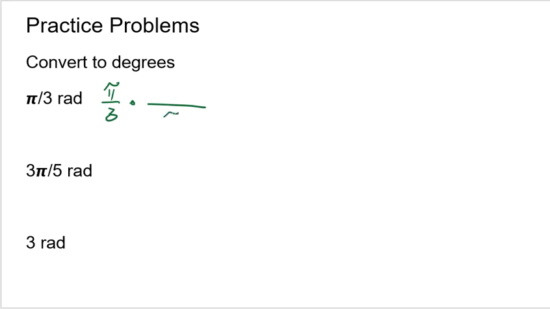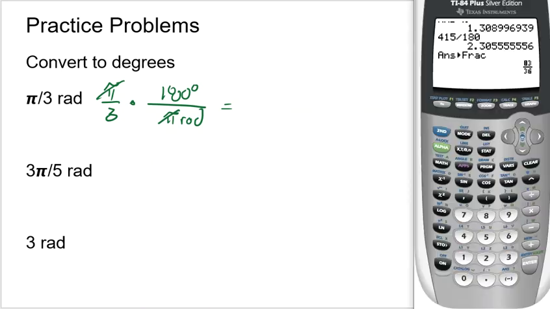Well, this time, I want the pi radians in the bottom because I want the radians to cancel, and I want the 180 degrees on top. So I want the radians to cancel. That way, I could be left in degrees. So now this is super nice, is that the pi's cancel. So now I don't have to worry about the pi's. They literally go away. So I have 1/3 times 180.